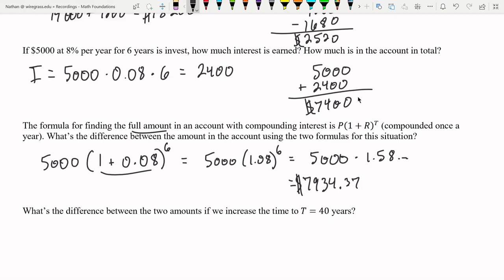Previously, we had 7,400. Here we have 7,900, just about. The difference is going to be $534.37. So that's not a small amount of money. That's actually what you're going to end up seeing.